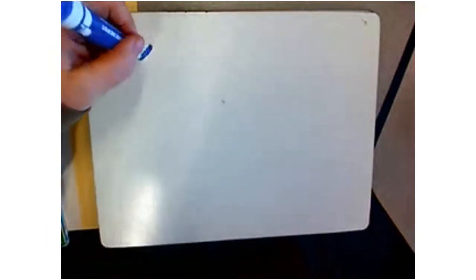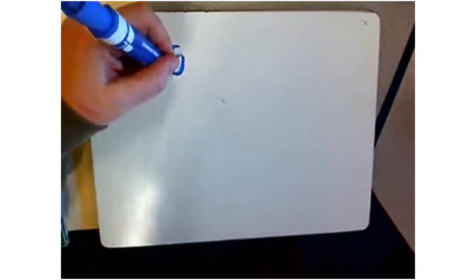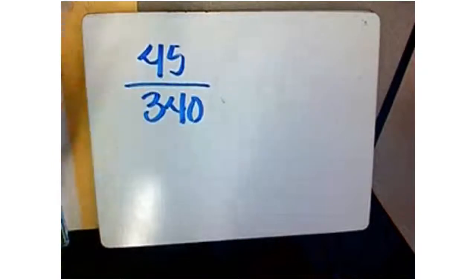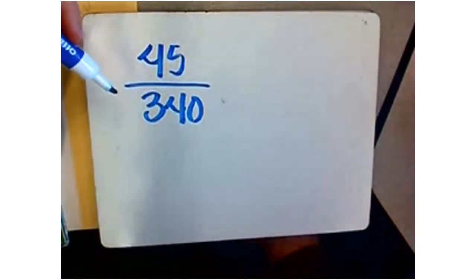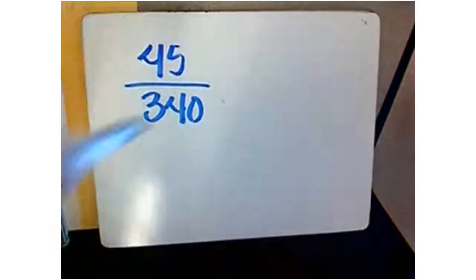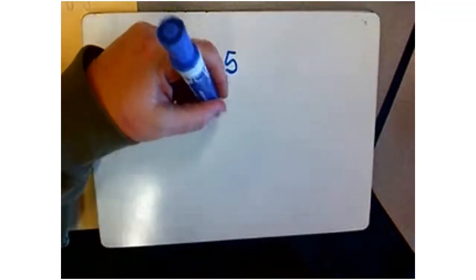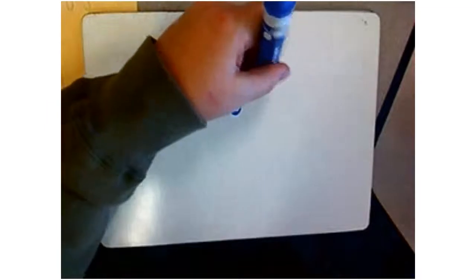Because all fractions can be written as decimals, it's sometimes useful to express ratios in decimal form. So in example 1, we practice it with 45 is to 340. So write it in fraction form, 45 over 340. And we can divide both of those by a common factor of 5 to get it into simplest form.